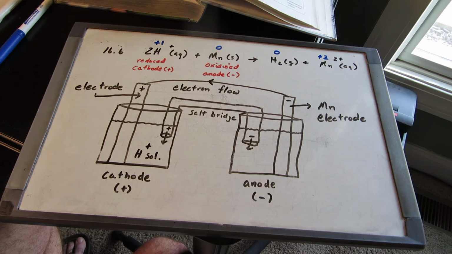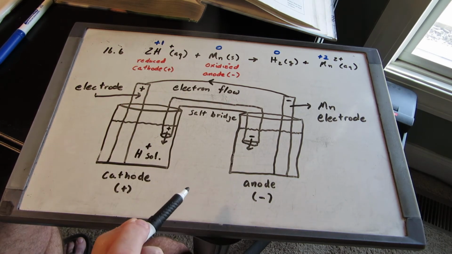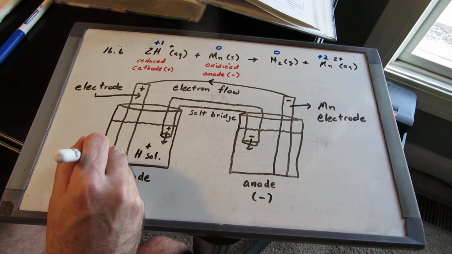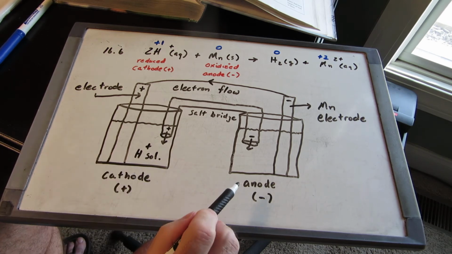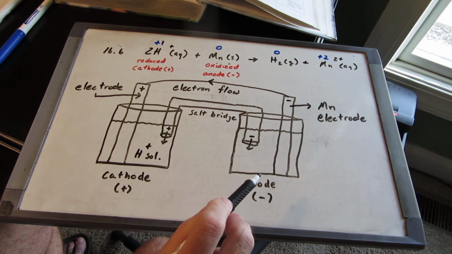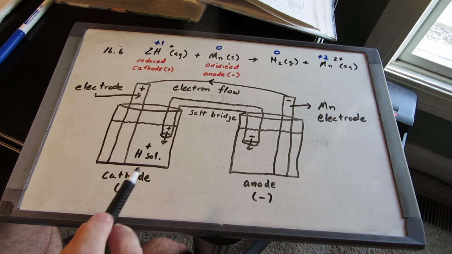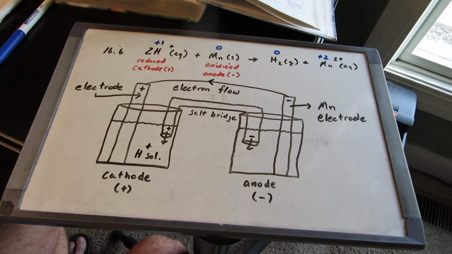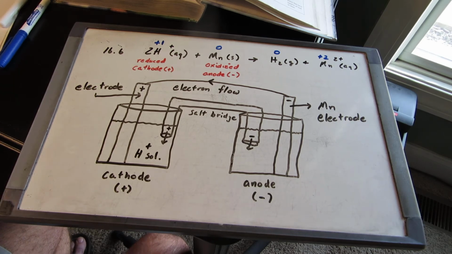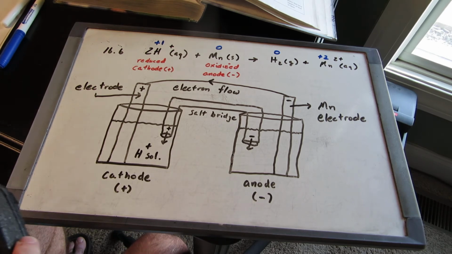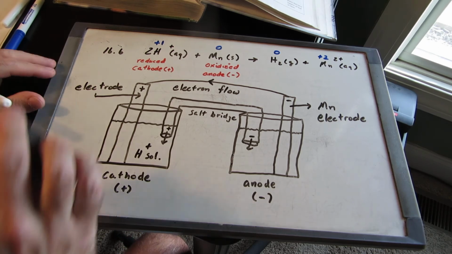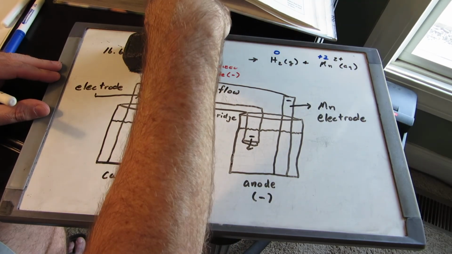Alright, so we've got our salt bridge labeled, our electron flow, our electrodes, cathode, anode. That's it. So that is how you do this kind of homework problem. So in our case, 16.6. Now what I'm going to do for the next one, just to save time, you can pause the video if you need to, but for 16.7, I'm going to erase the reaction.